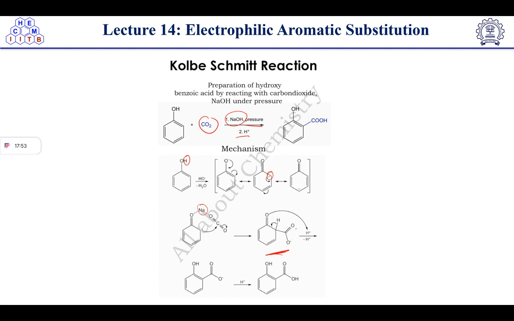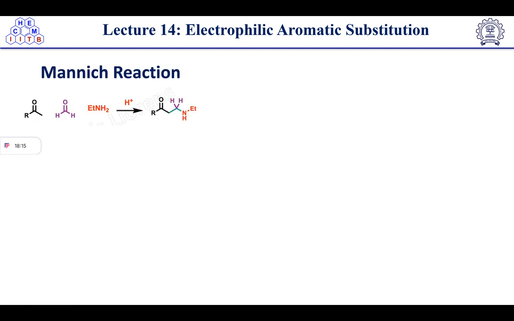After this one, aromatization will take place, right? So aromatization will take place and it will give this acid anion, which will further trap the proton from workup to give the corresponding acid. So this is the hydroxybenzoic acid formation taking place. This name reaction is known as the Kolbe-Schmitt reaction.